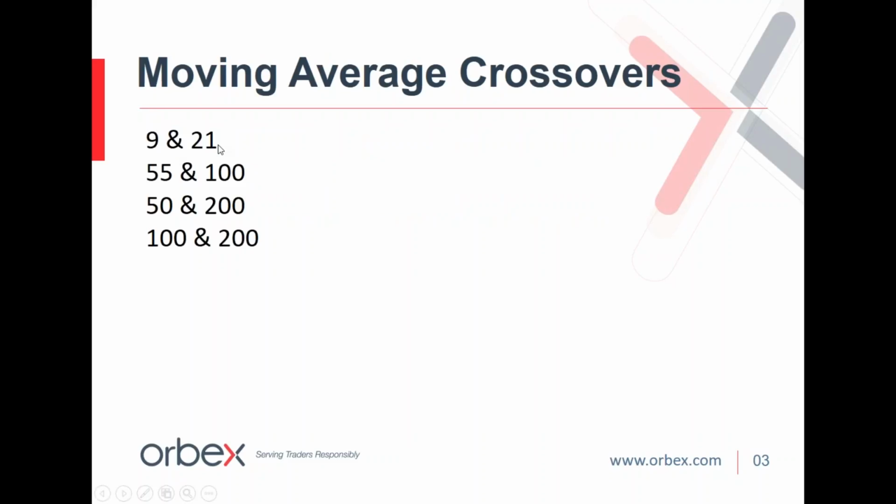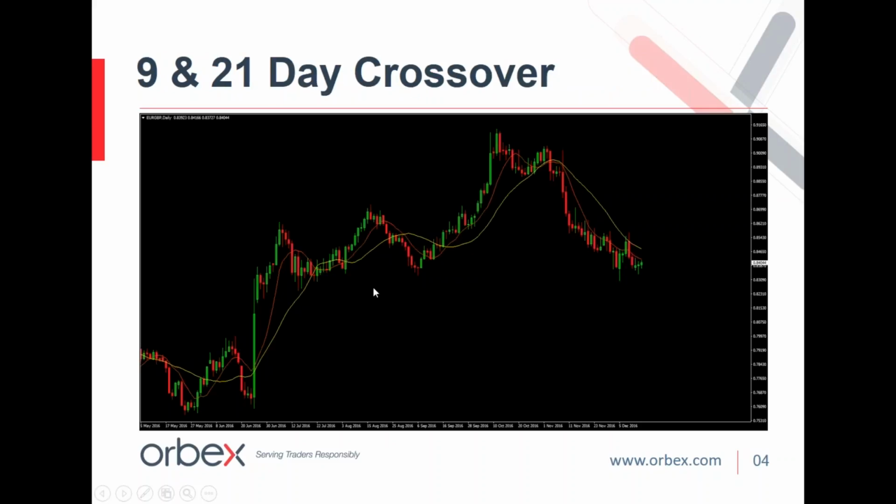So we have the 9 and 21 day moving average crossover, the 55 and 100 day moving average crossover, the 50 and 200 day moving average crossover, and then the 100 and 200 moving average crossover. So these are the most common crossovers which you'll likely come across in the charts that you see and use. So let's take a look at some of these then as examples on the chart.